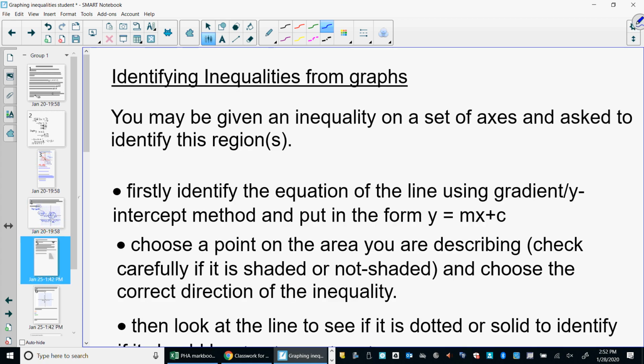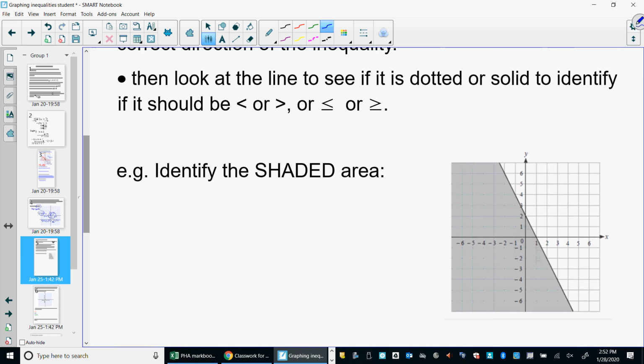Sometimes they may give you a diagram and ask you to identify which area has been shaded. So they want you to identify the shaded area, not the non-shaded area. So the first challenge is to identify the equation of the straight line. These questions may well come up because this topic brings in the concept of inequalities as well as straight line graphs, and establishing what equations are.